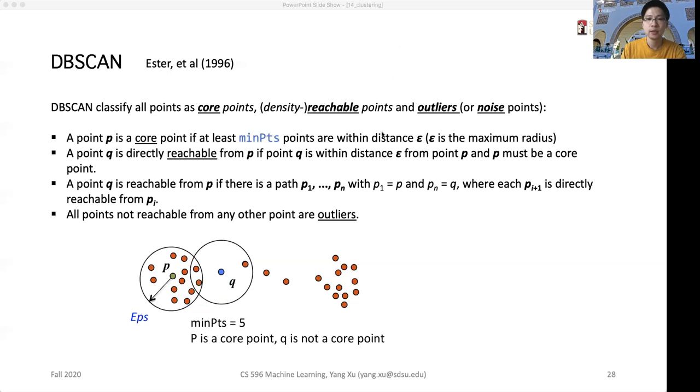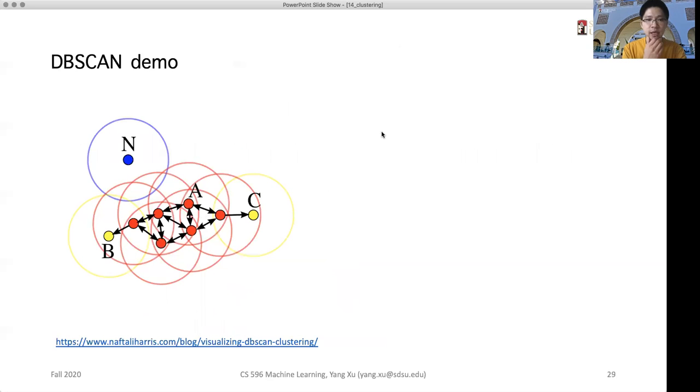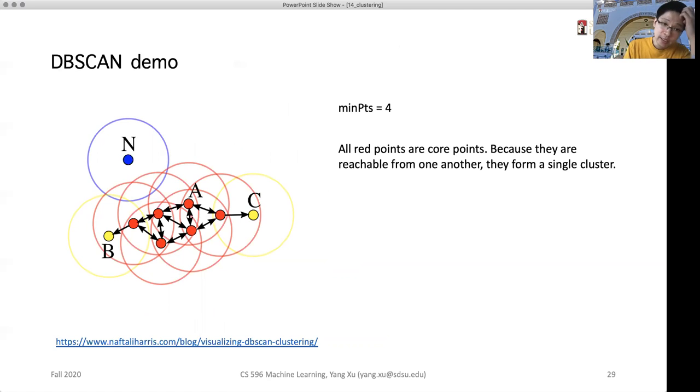Okay, so let's look at how DBSCAN is actually implemented. For example, we can set the minimum points to be 4. So all the red points within this demo here are core points because they are reachable from one another. Okay, so they are mutually reachable, so they can form a single cluster.